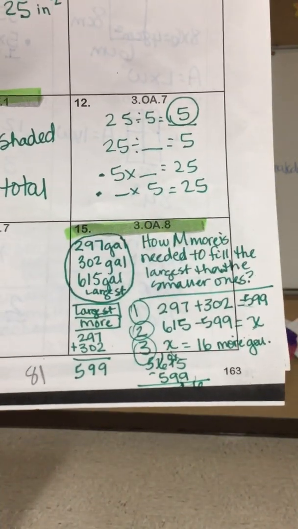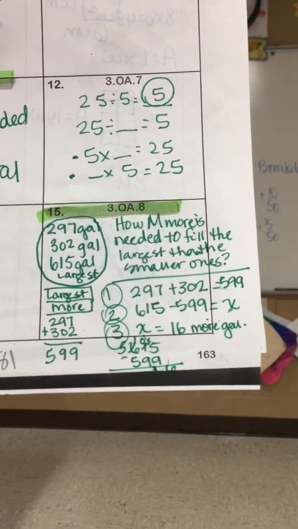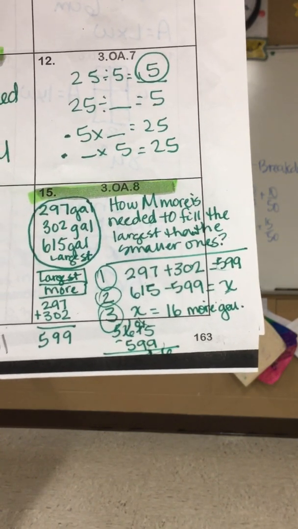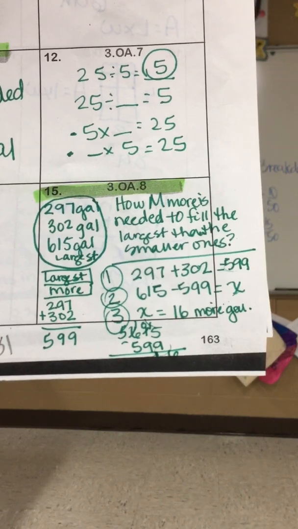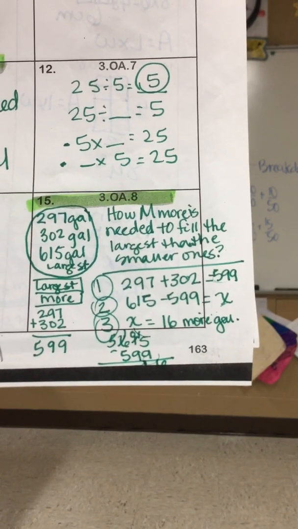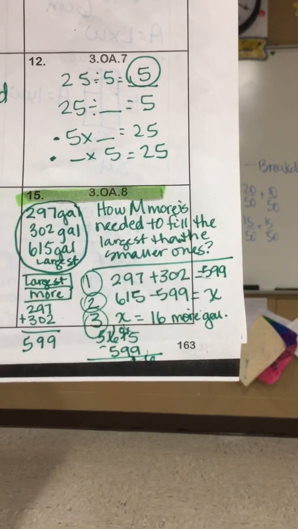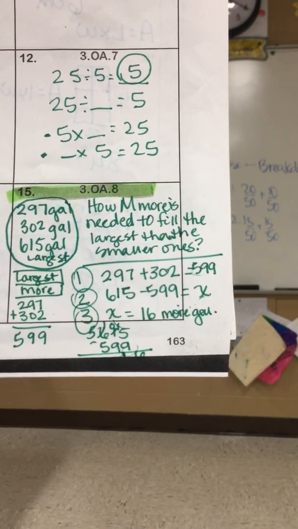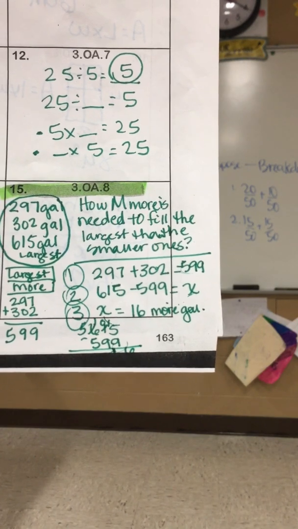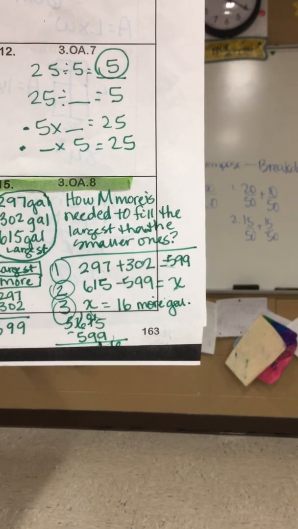Number 15 is one of those that we call a Cuban acing problem. The question is how many more is needed to fill the largest tank than the smaller ones. They had 297 gallons, 302 gallons, and 615 gallons. This is a 3-step problem where they have to write 2 equations and solve for x. On the first one, they would do 297 plus 302 to get the total of the 2 smaller ones, and that would be 599, sorry.